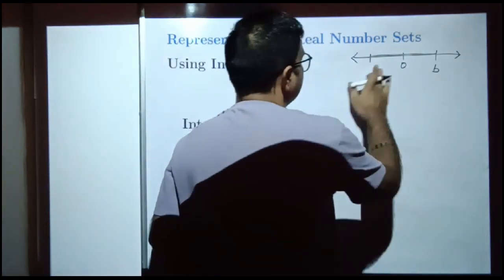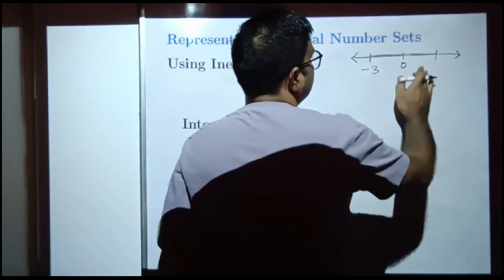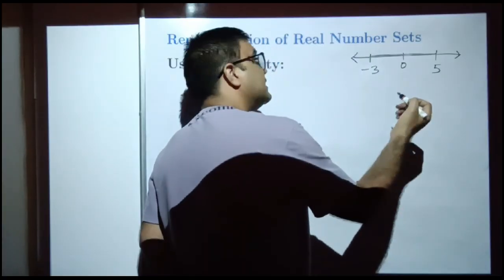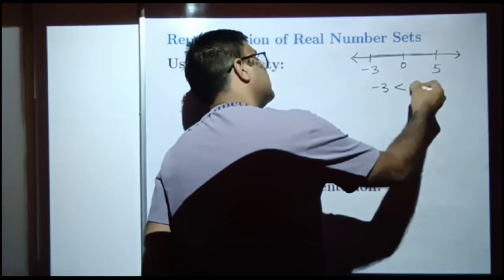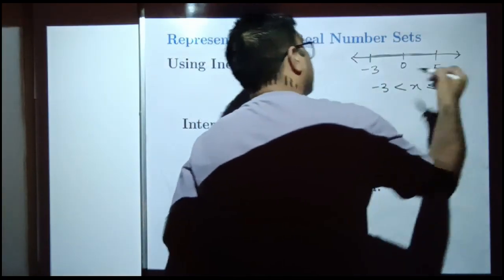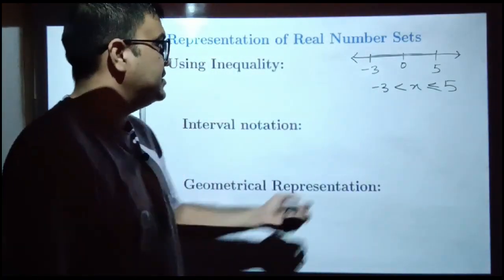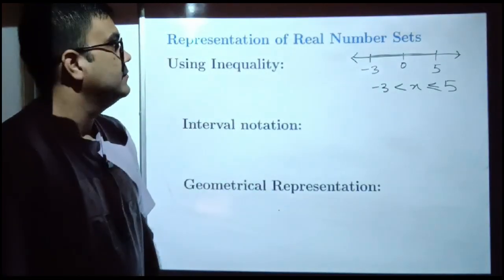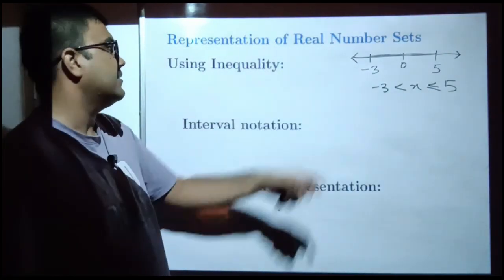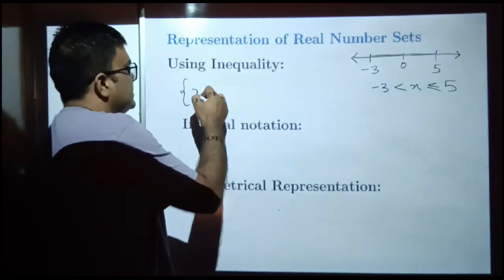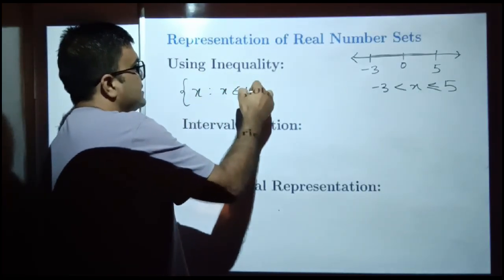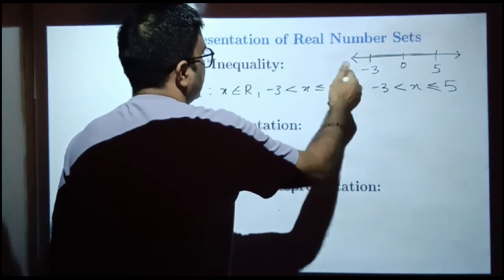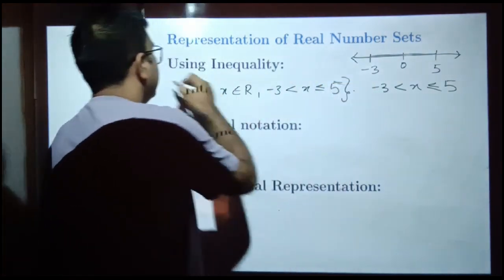Suppose, for example, this point is -3, this point is 5, and I want to write a set consisting of -3 is less than X is less than or equal to 5. All the real numbers which are greater than -3 and less than or equal to 5. So one way is using inequality. We can write the set consisting of X such that X is a real number and -3 is less than X is less than or equal to 5. This is one way of writing this set.